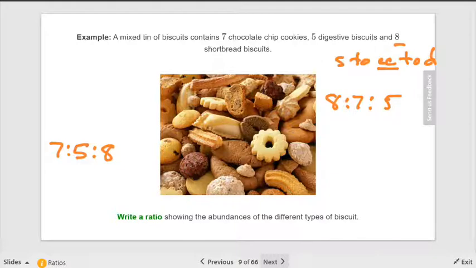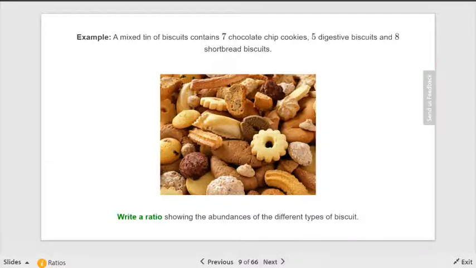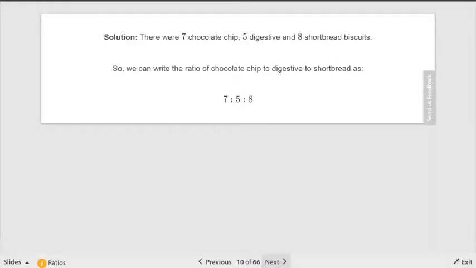Okay? Make sense? Yes. Good deal. See, I told you this was easy. How easy is life today, huh? Very easy. Good. There we go. 7, 5, 8. Chocolate chip to digestive to shortbread. Okay?